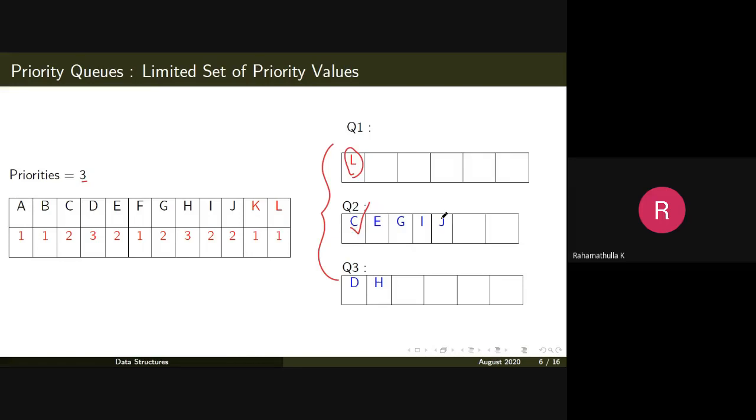If all the elements are deleted from Q2, then the next element that will be taken will be from Q3. So in between, if a new element is entered, then that will be entered into the corresponding queue. So that's about the elements if the elements have a limited set of priority values.